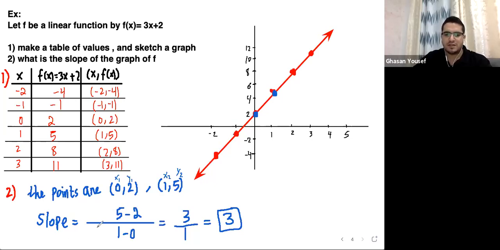But to make sure your answer is correct, just go back to the function here at the top, and you will see the slope is 3. When your answer is 3 here, and you just want to check whether your answer is correct or not, just go back to the function and check what the slope is from the function. So the slope here is 3, and my answer is 3. So I found the correct slope.